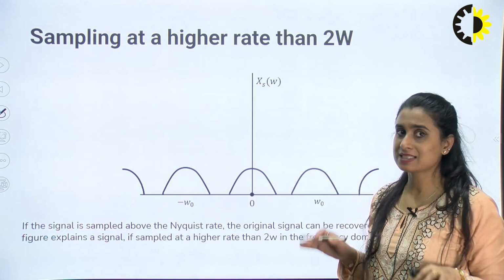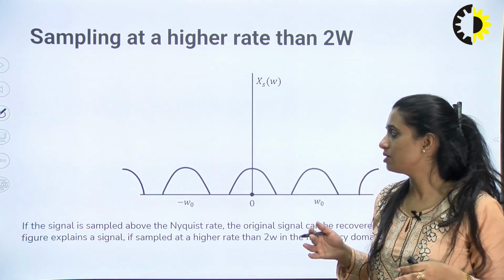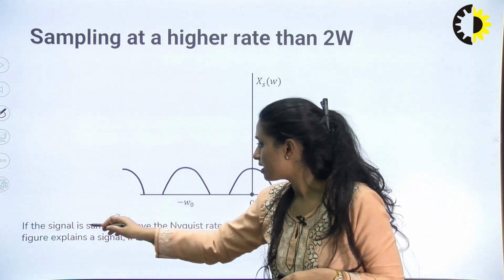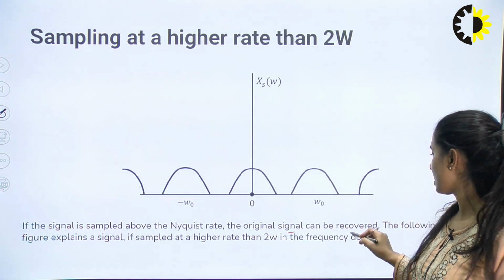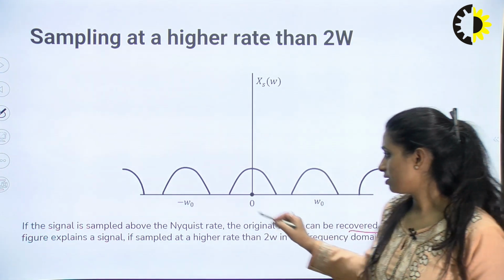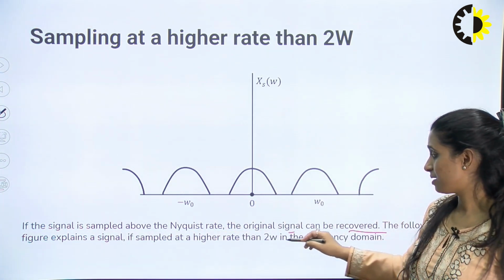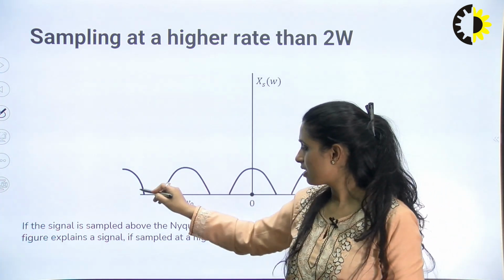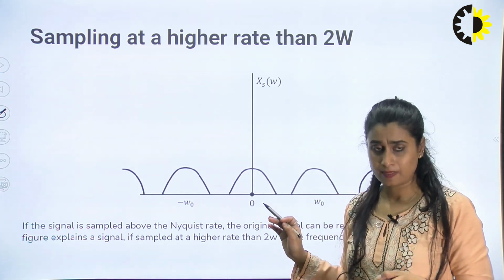Before that, let's consider the case. If I sample it at a rate higher than 2W, then this is how it will look after sampling. If the signal is sampled above the Nyquist rate, the original signal can be recovered like this. The above figure explains a signal sampled at a rate higher than 2W in the frequency domain. In the frequency domain, I am able to retrieve back the signal accurately.